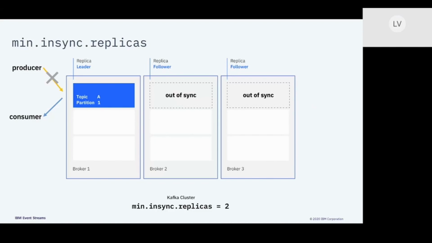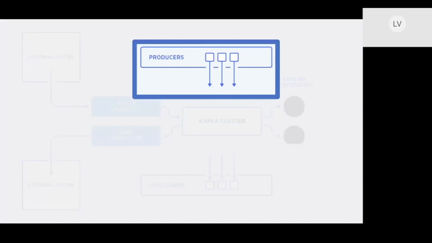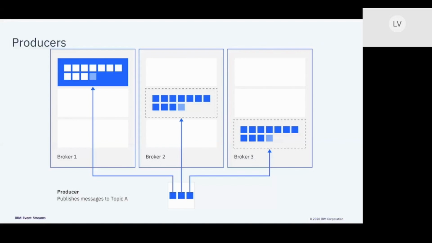Let's talk about producers, how we manage producers. The producer is any application that wants to publish data to any topics, and it is doing this directly to the leader. And then the system will replicate this information to the different replicas or followers of this partition of the dedicated topic.